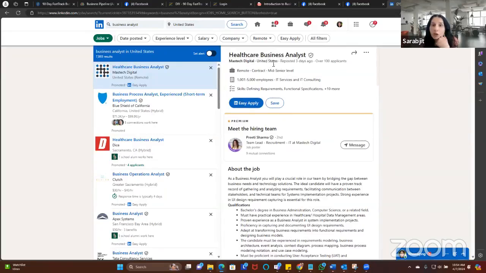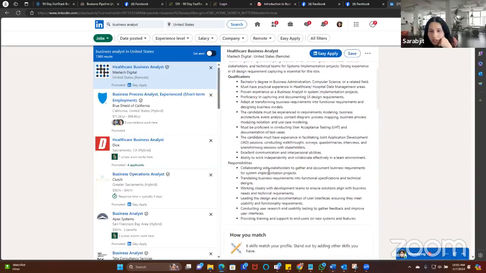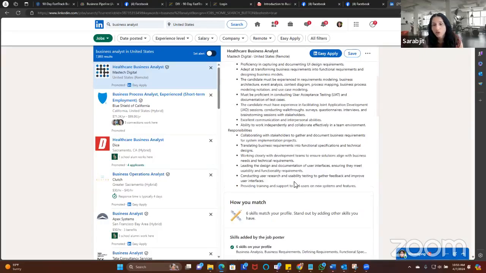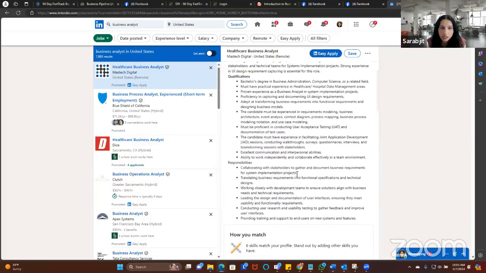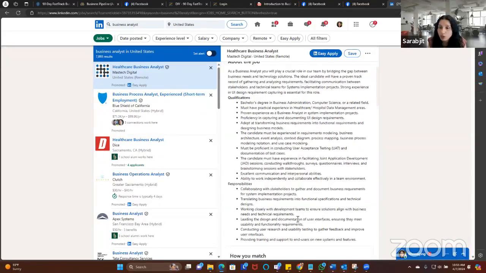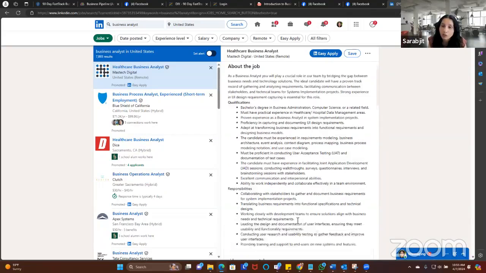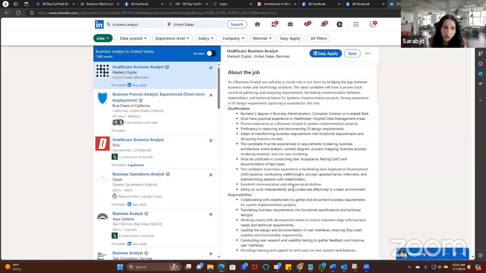So let's look at this one. They're looking for a healthcare business analyst. What they're looking for is collaborating with stakeholders to gather and document business requirements for system implementation projects, translating business requirements into functional ones. Okay, so this is telling me that this is fully waterfall, that they're not doing any agile activities here. So if you are preparing for an interview for this position, focus on the waterfall end-to-end scenario. That will be the best approach for you.